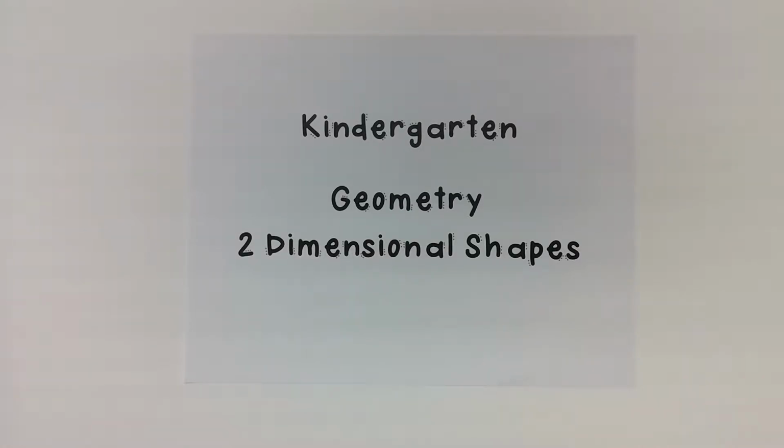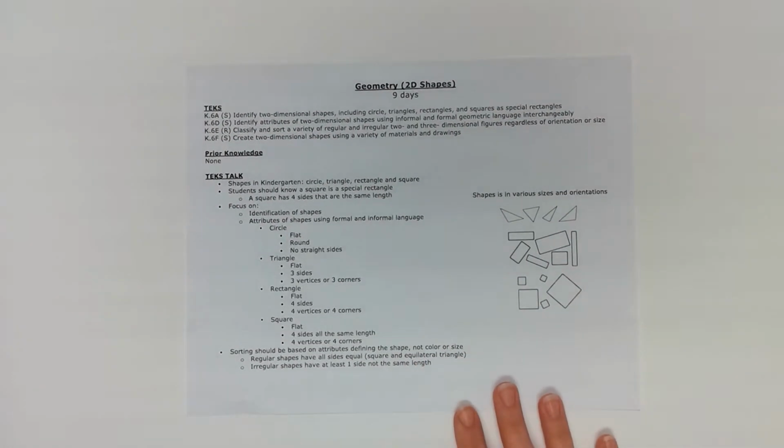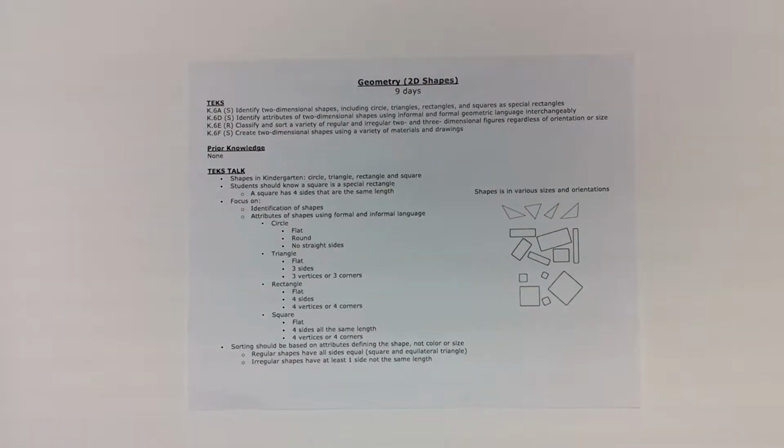In this video, we will be discussing the kindergarten geometry two-dimensional shape TEKS. Students in kindergarten will be working on geometry, two-dimensional shapes, in the beginning of the year for 9 days. They'll be working on TEKS K.6a, K.6d, K.6e, and K.6f.